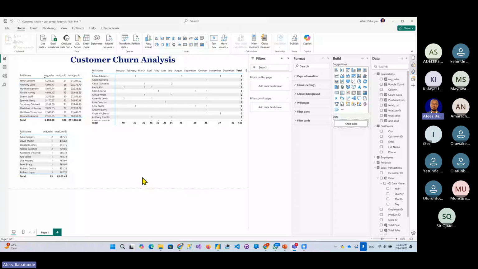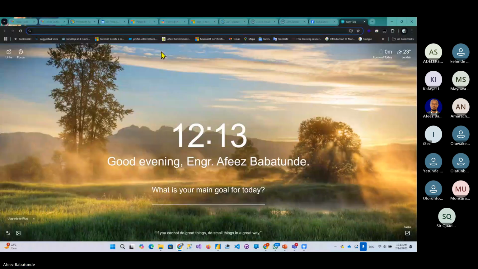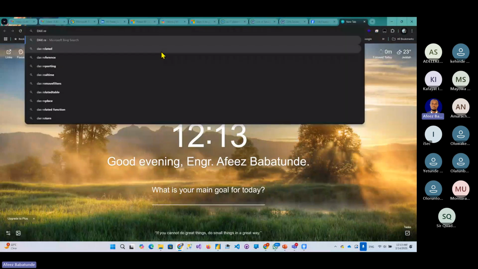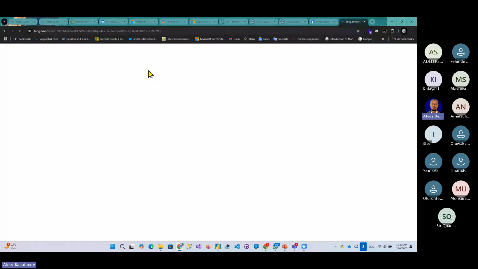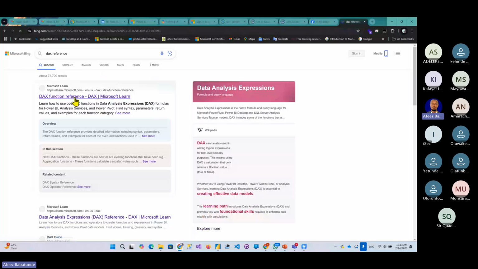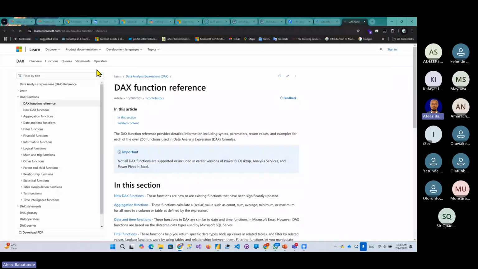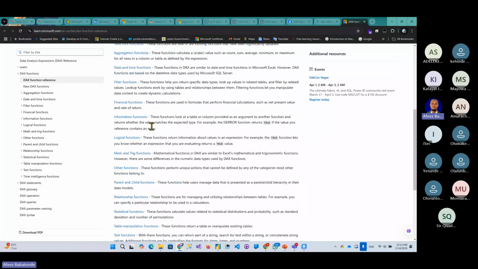You can check online, check for DAX references. Yeah, DAX reference on Microsoft. What's it called? On Microsoft Learn. So just search for it, and it will tell you what every single formula in that is meant to do. So anytime, you can simply read about it. Just read it. You cannot get everything. It's only when you need them.